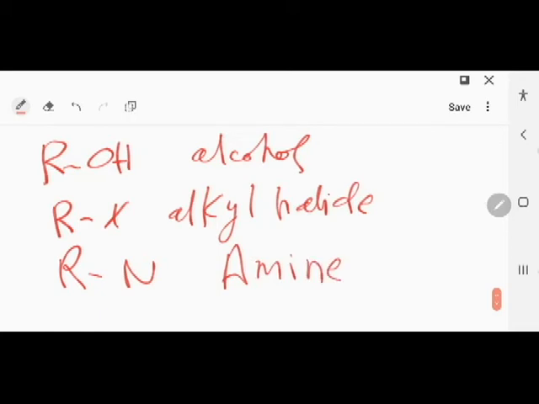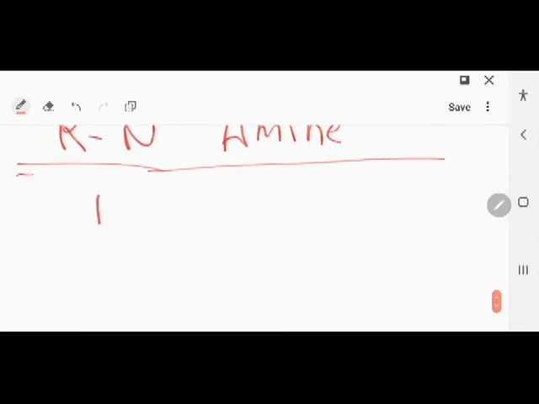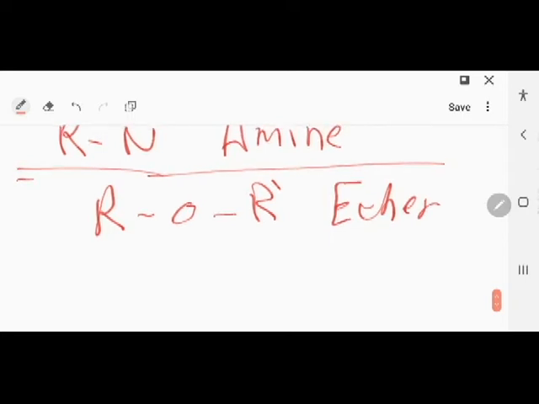Now we could have R O R. Notice that O is between two alkyl groups. Now this one could be R prime, which means that the alkyl groups could be the same or could be different. Here we have ether, so we have alcohol, alkyl halide, amine, and ether.